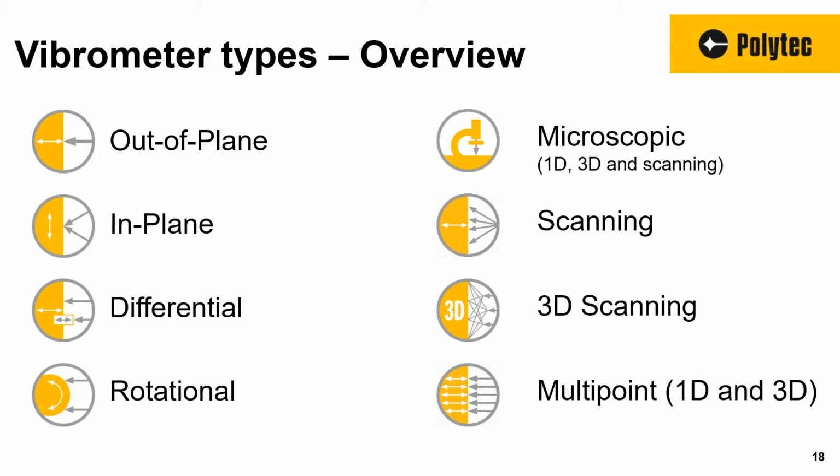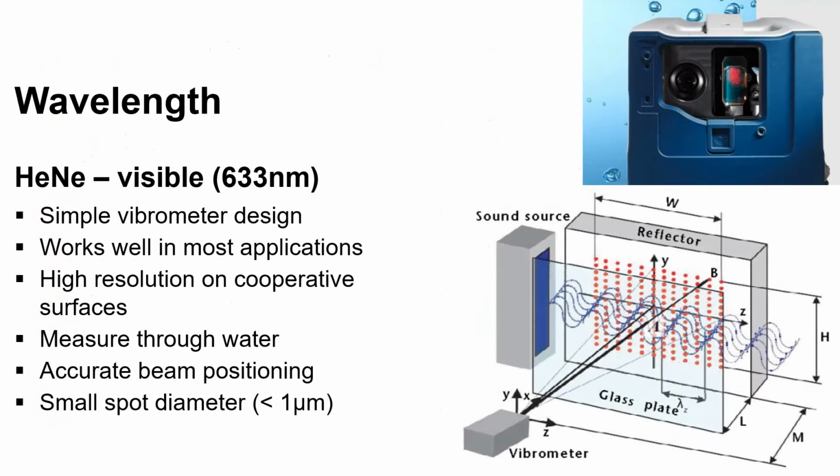The other consideration when choosing a vibrometer I would like to draw your attention to is the wavelength of the vibrometer itself. There are HeNe-based vibrometers using a red laser beam at 633 nanometers. It's a very simple vibrometer design and works very well in most applications. As a matter of fact, if the amount of return light is high, so on cooperative surfaces, the resolution is excellent. This is due to the fact that the phase noise of the helium neon laser tube is very low.